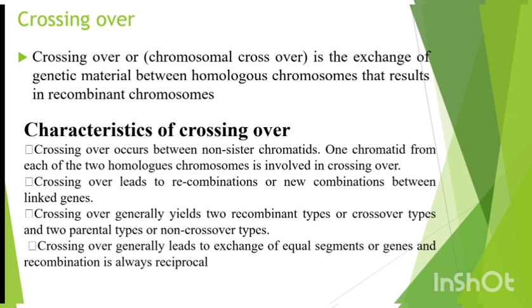Next, what is crossing over? It is the exchange of genetic material between two homologous chromosomes, and it leads to recombination. When two homologous chromosomes exchange their parts with each other, it leads to recombination.